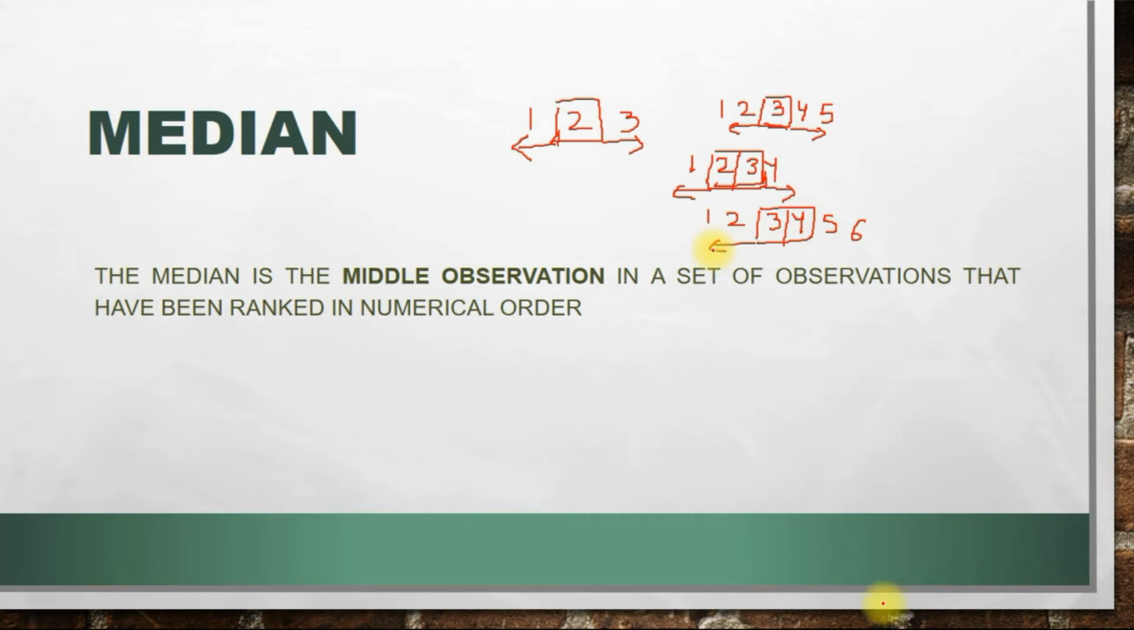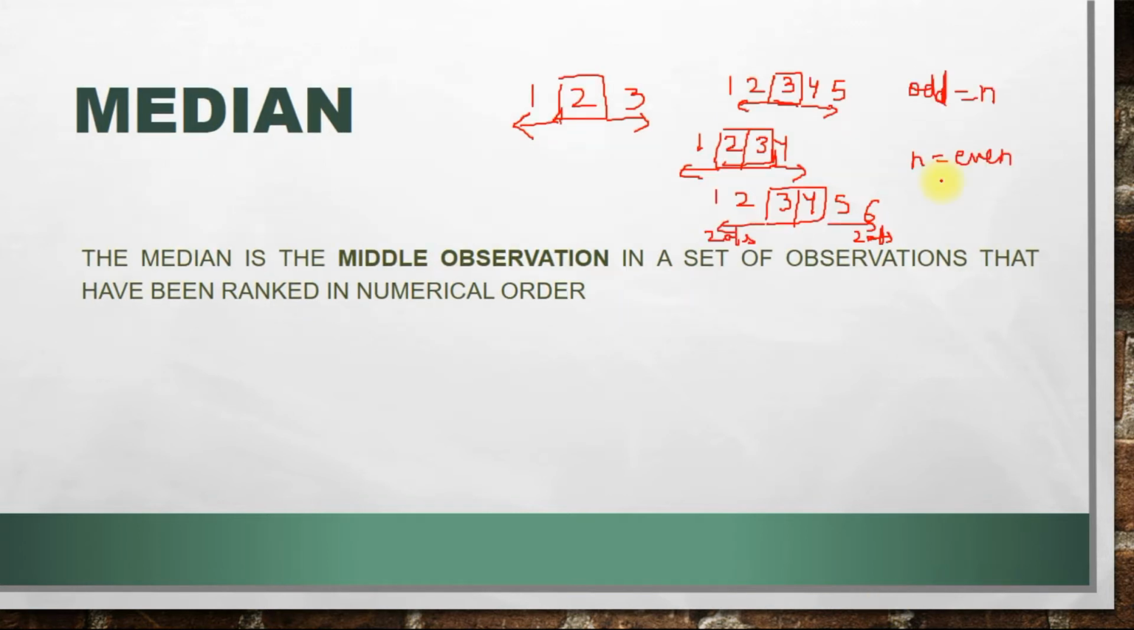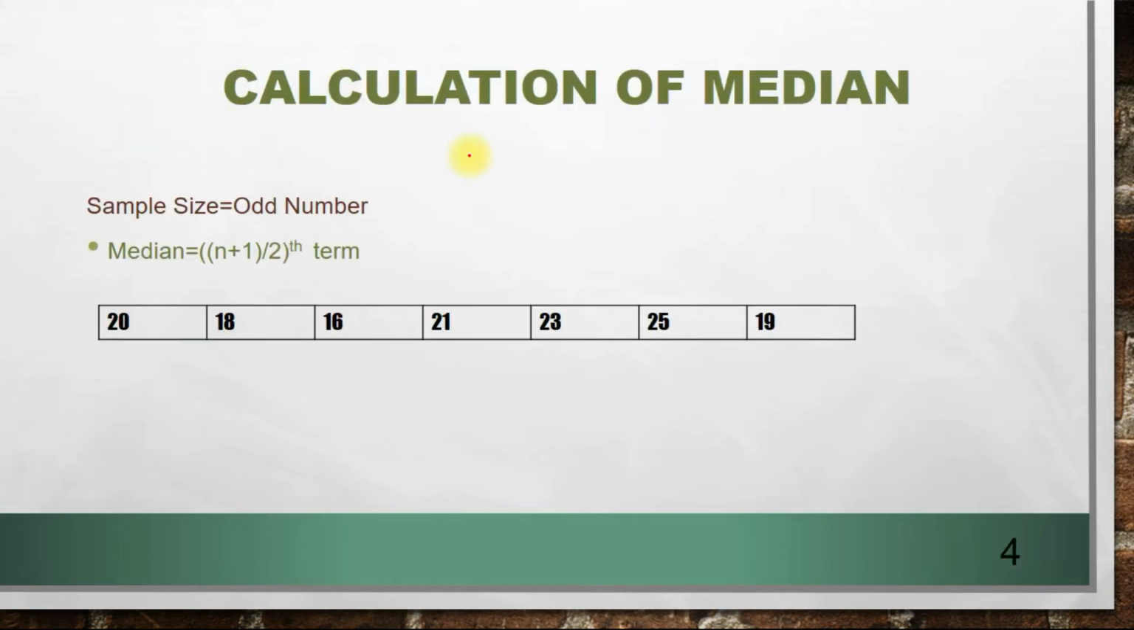So the formula for calculating median depends upon sample size. If sample size is even, there is one formula for calculating median. If sample size is an odd number, there is a different formula. Okay, I hope this is clear to all of you. Here we are going to discuss the first case, where we have an odd number of observations in our sample. In this case, median is the (n plus 1) by 2th term.